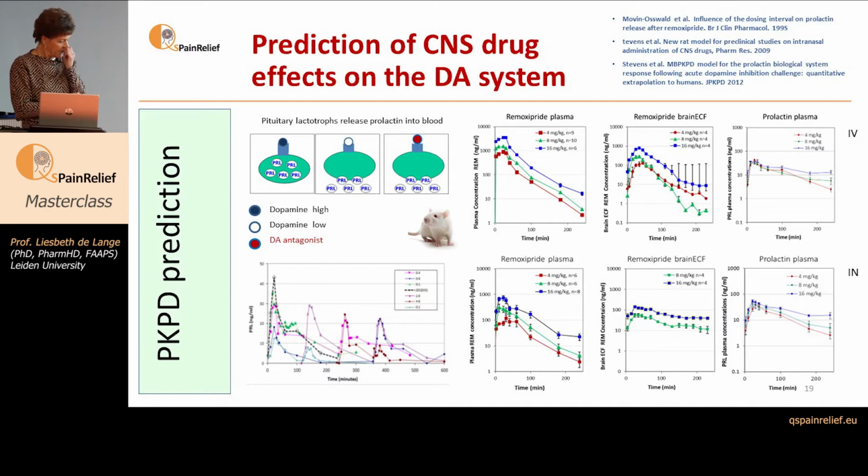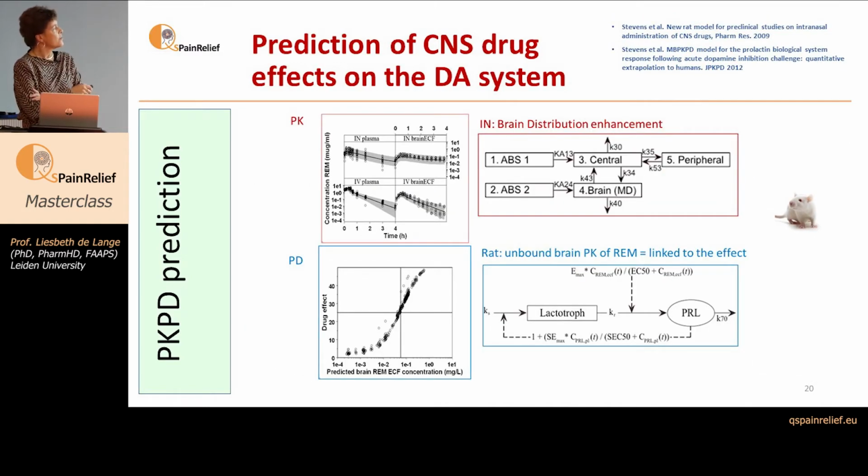Okay, so having this information, and just to summarize shortly, we have intranasal administration, then we have also plasma concentration, because via the nose it gets into the bloodstream, but also into the brain. That is what we show here. This is the brain extracellular fluid. Here we have the intravenous administration, plasma concentrations, and the intravenous brain extracellular fluid concentration.